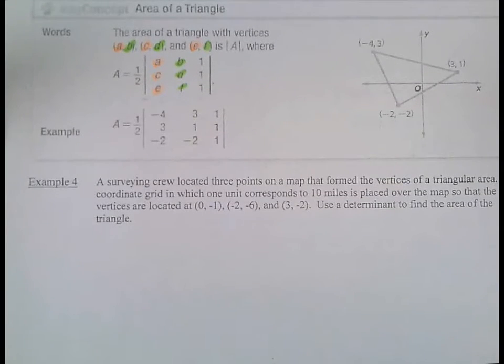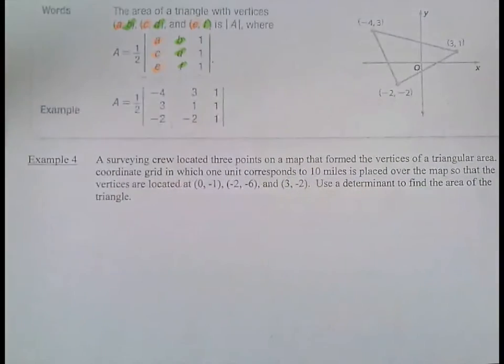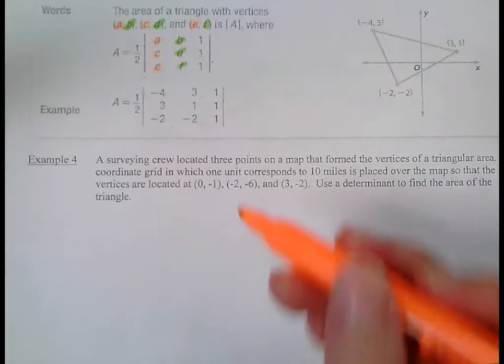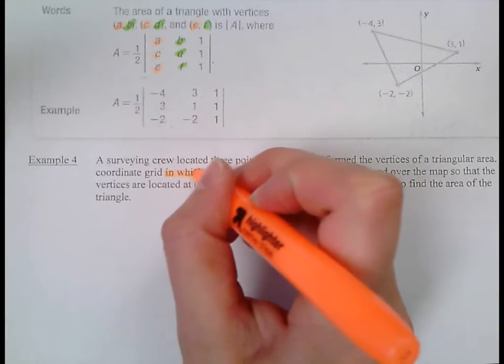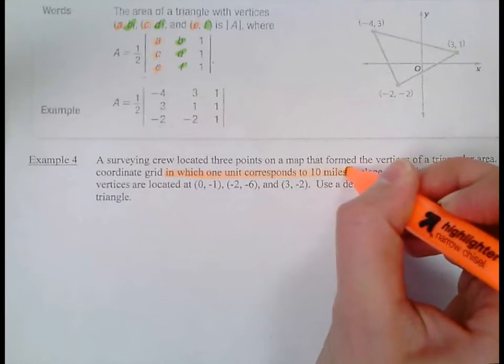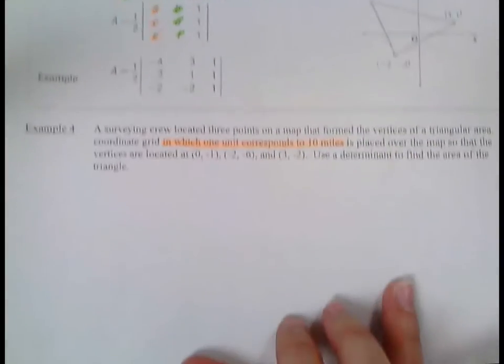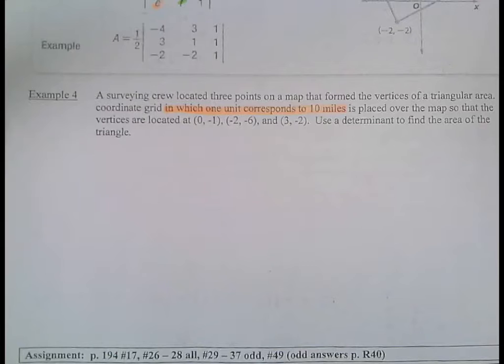So in example 4, we're going to be using this formula. It says a surveying crew located 3 points on a map that formed the vertices of a triangular area. A coordinate grid in which, this is important information, 1 unit corresponds to 10 miles is placed over the map so that the vertices are located at (0, -1), (-2, -6), and (3, -2). And it says use a determinant to find the area of the triangle.